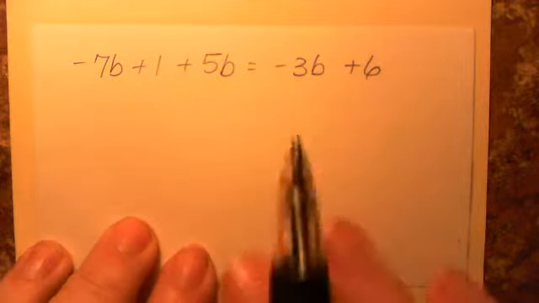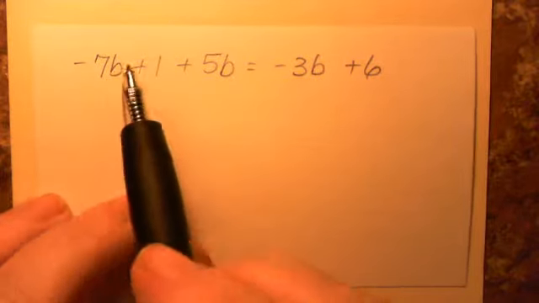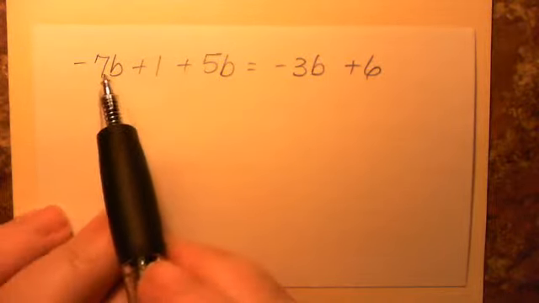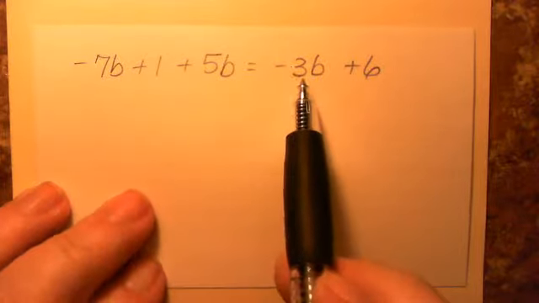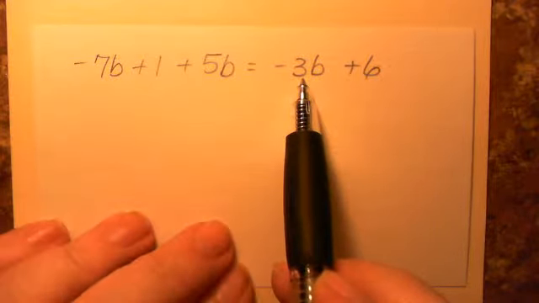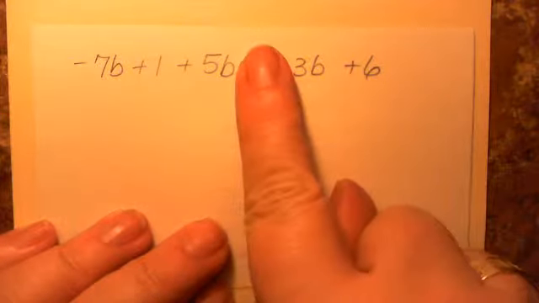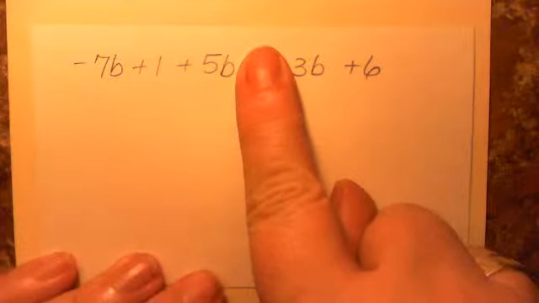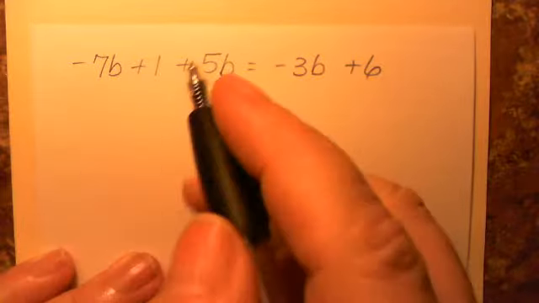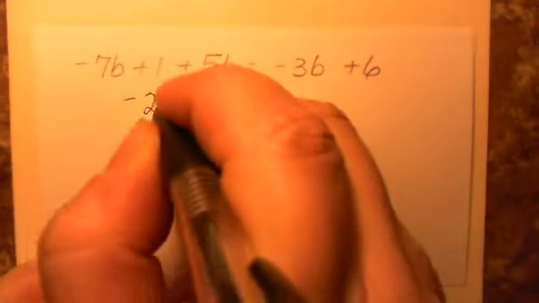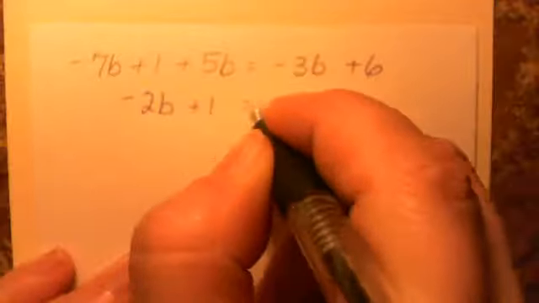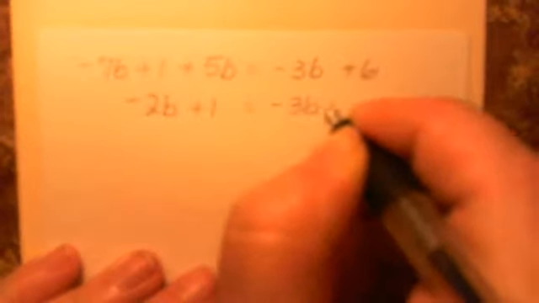this equation? It looks like we have two b terms here and a b term here, so we should simplify this side because we can simplify the expression on this side. So we collect like terms. Negative 7b plus 5b is negative 2b plus 1 is equal to negative 3b plus 6.